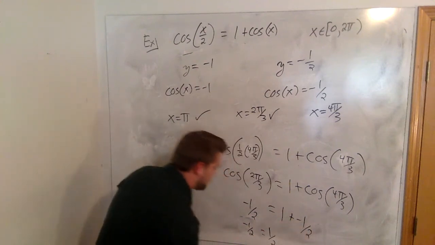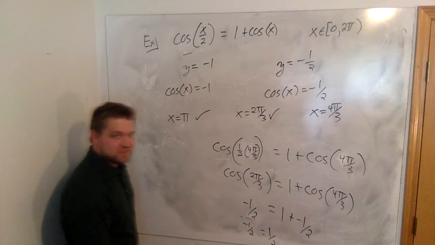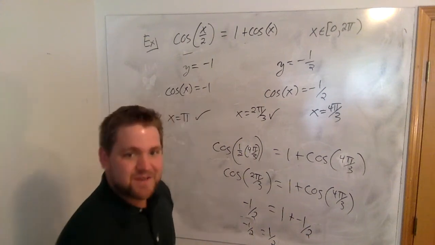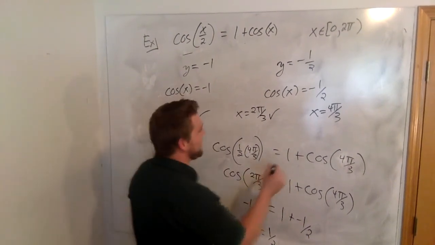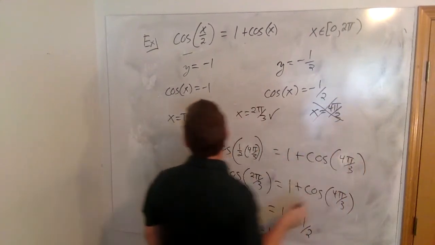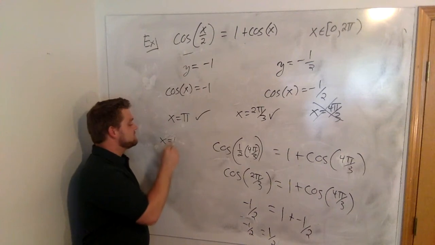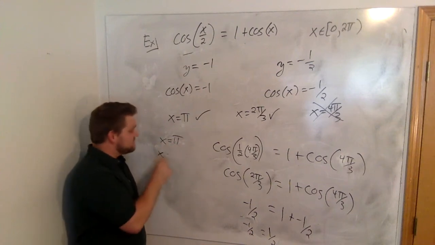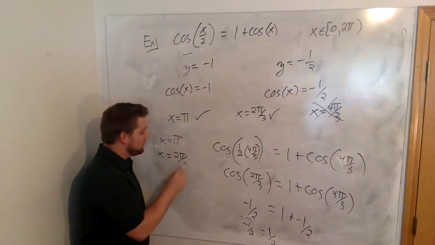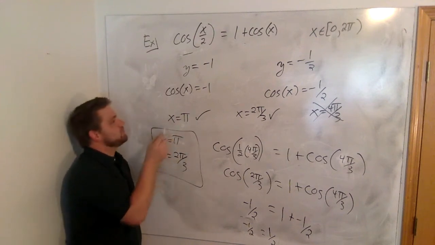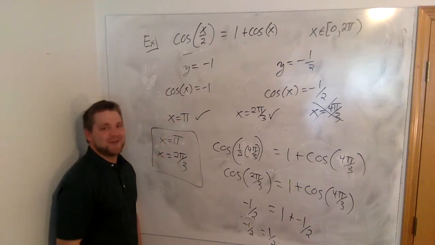Well, that's 1/2. Uh-oh, we have a contradiction. Negative 1/2 is not the same as 1/2. So this is not a good solution. Okay, so we only have two solutions to this equation between 0 and 2 pi. That's x equals pi, and x equals 2 pi over 3. And here are our solutions to this equation between 0 and 2 pi.